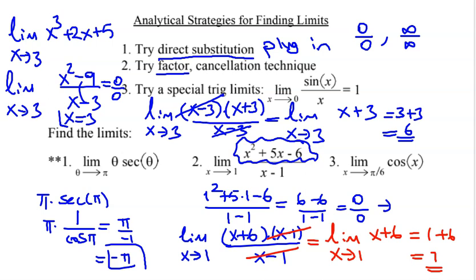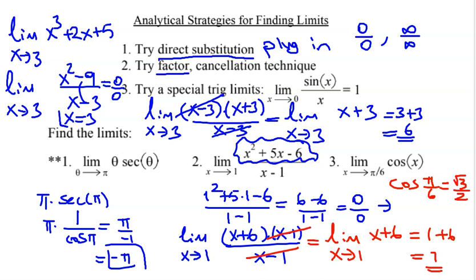And for the third problem, it says limit x approaches pi over 6 of cosine x. It's pretty simple and safe to apply the plug-in. So we get cosine pi over 6, and the cosine of pi over 6 is going to be equal to square root of 3 over 2.